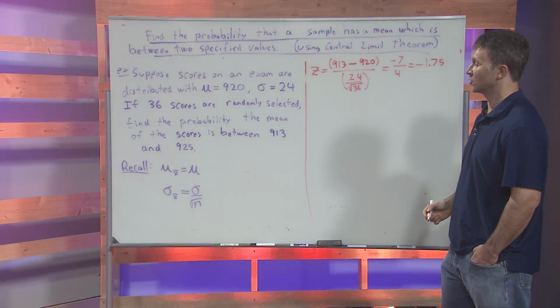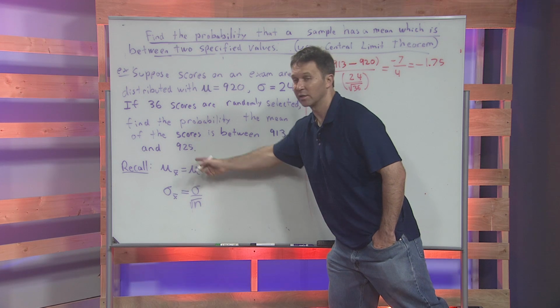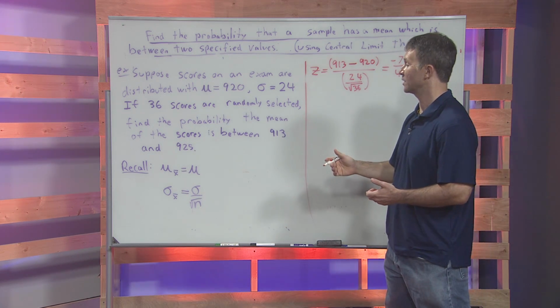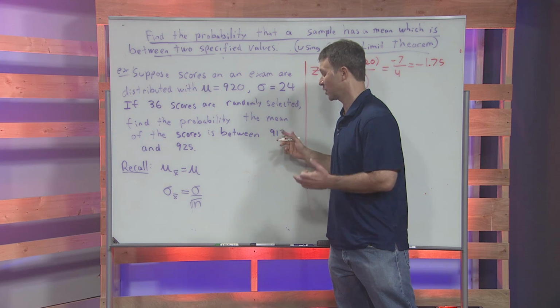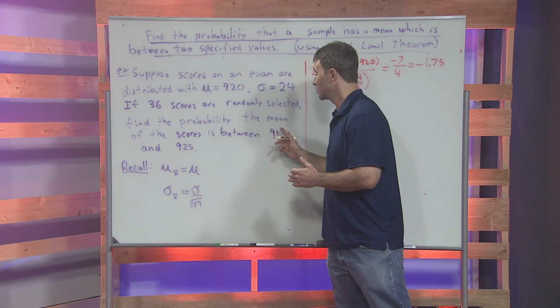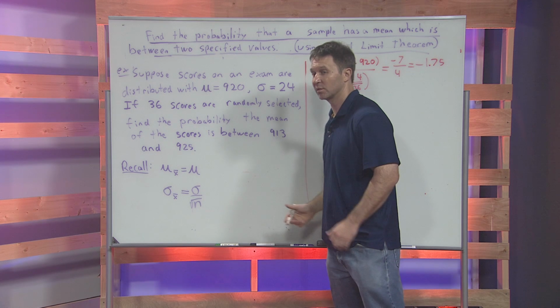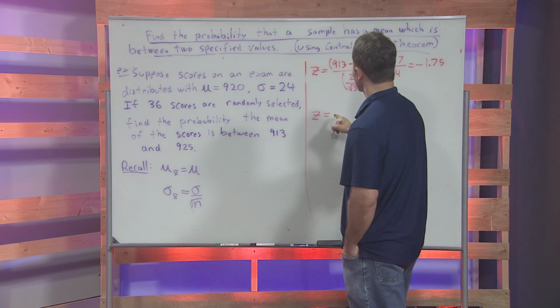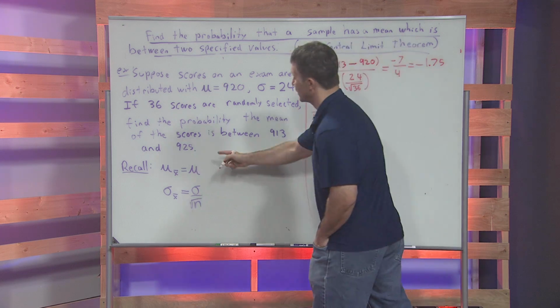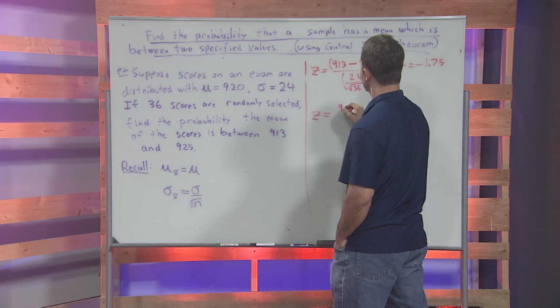Now we have to find the z-score corresponding to 925, because the problem was to find the probability that the mean was between these two scores. So we need to convert each of them to z-scores. Okay, so for the next one, it's going to be 925 minus 920.